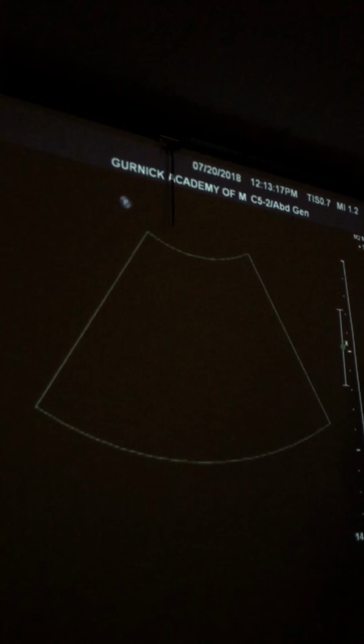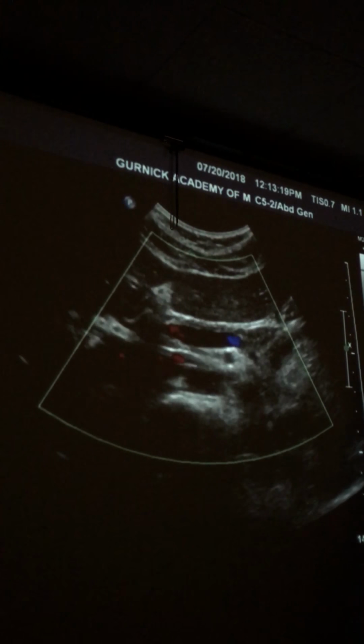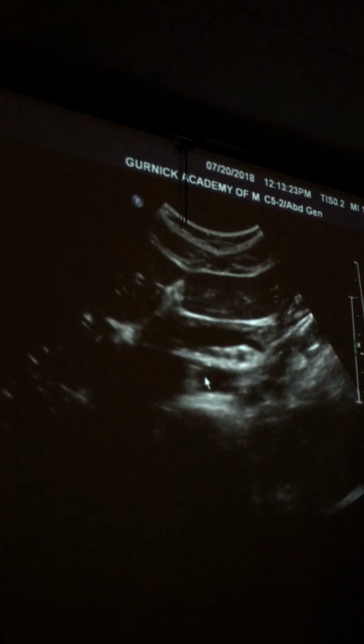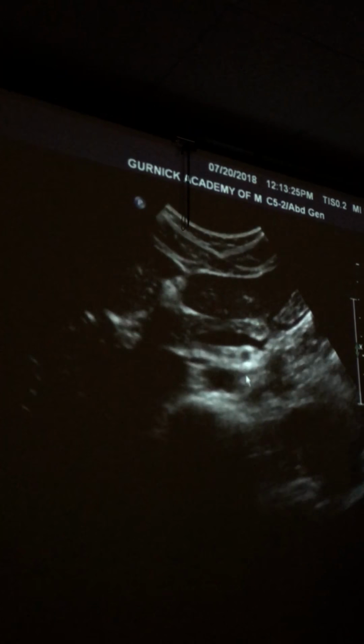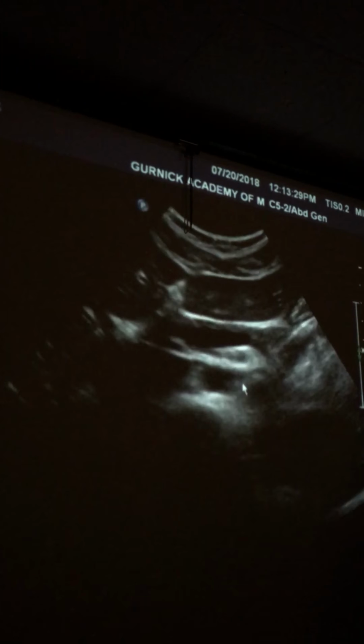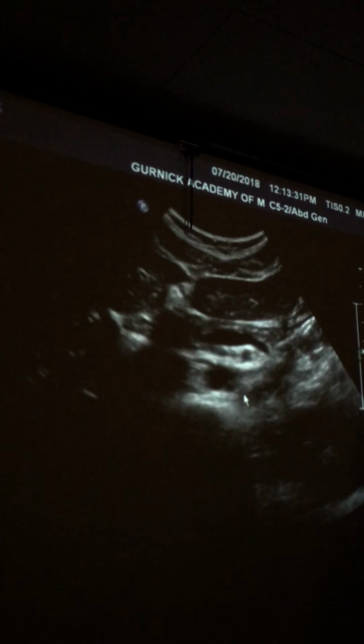Wow. You guys see it? Yeah. Struggling more with color, so let me turn color off. And there's her right renal artery. Left renal artery. Thank you. I was testing you. There it is, right there.